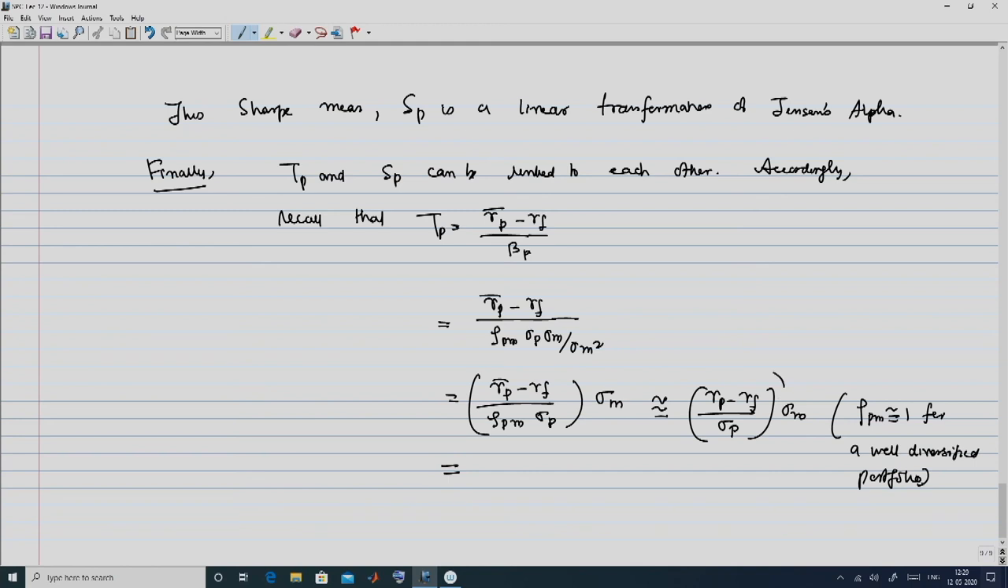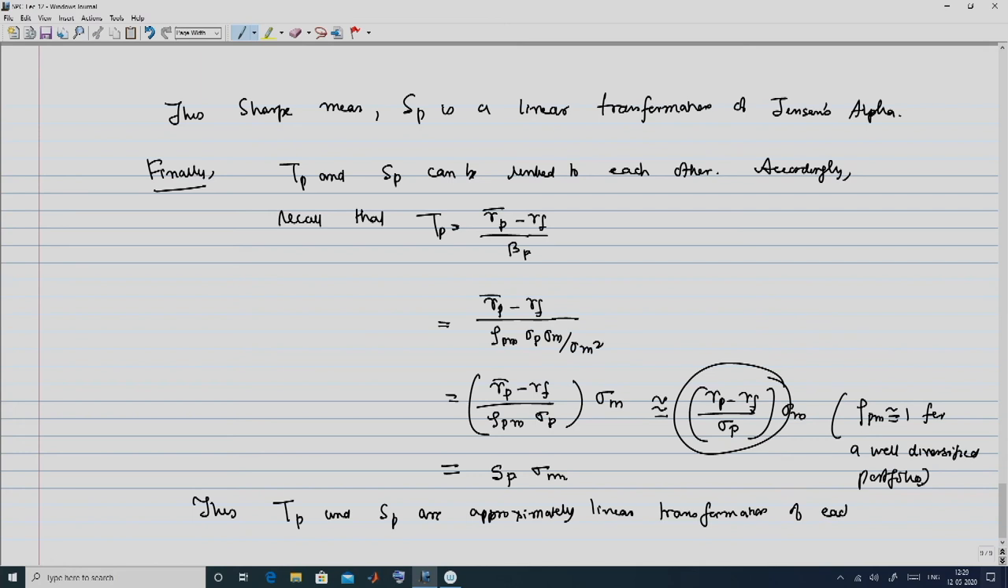And you recollect that this term is nothing but Sp multiplied by sigma m. Thus, Tp and Sp are approximately linear transformations of each other.